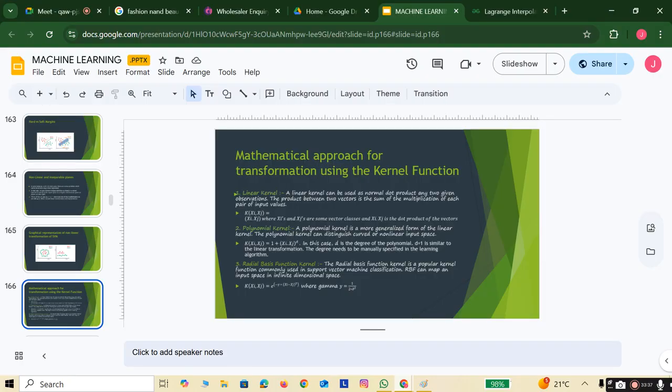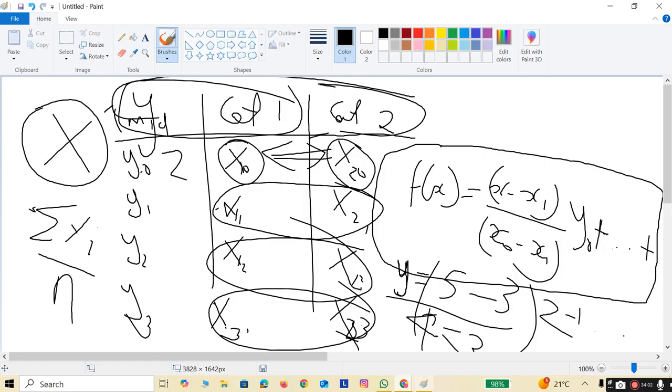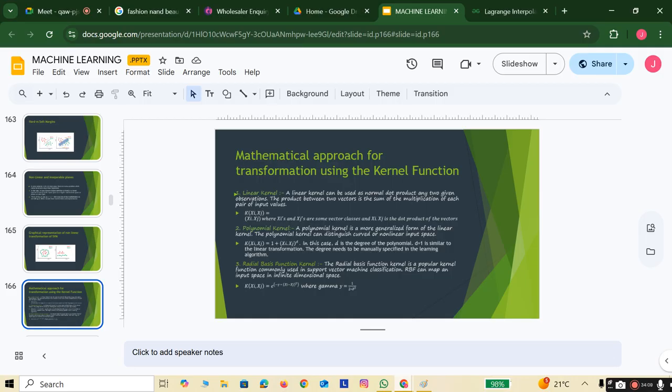But the polynomial kernel is the one that I was talking about. The polynomial kernel is a more generalized form of the linear kernel. It can distinguish curved or nonlinear input space. In this case, we have (1 + xi·xj) raised to d, where d is some known figure, the degree of polynomial. The degree of polynomial is to what extent you are multiplying. It is dependent on the depth or size of your data point. So the degree of polynomial is the maximum power.